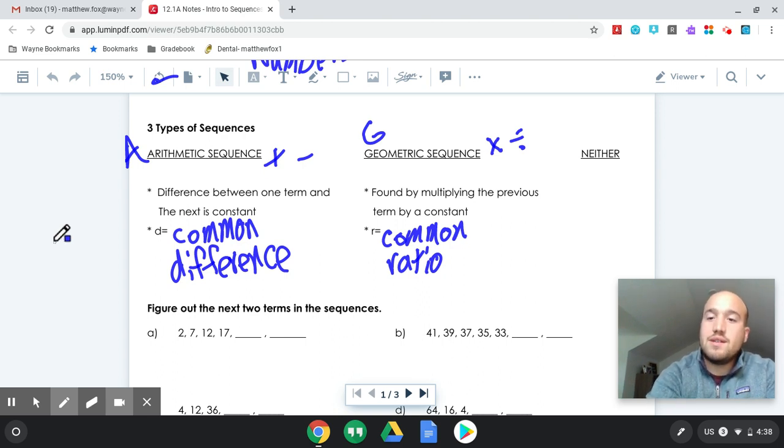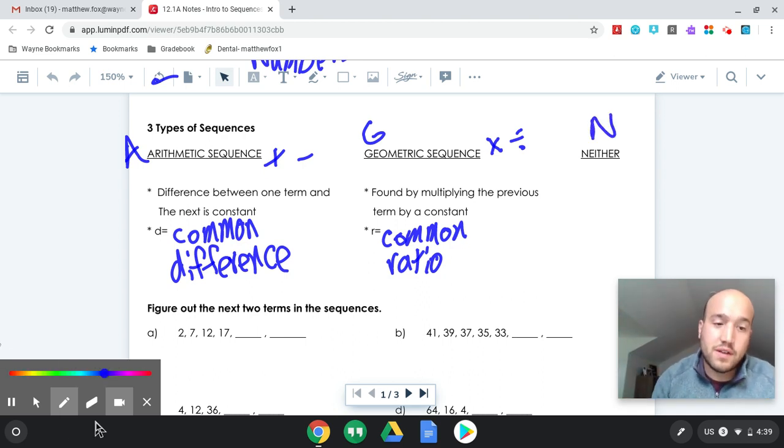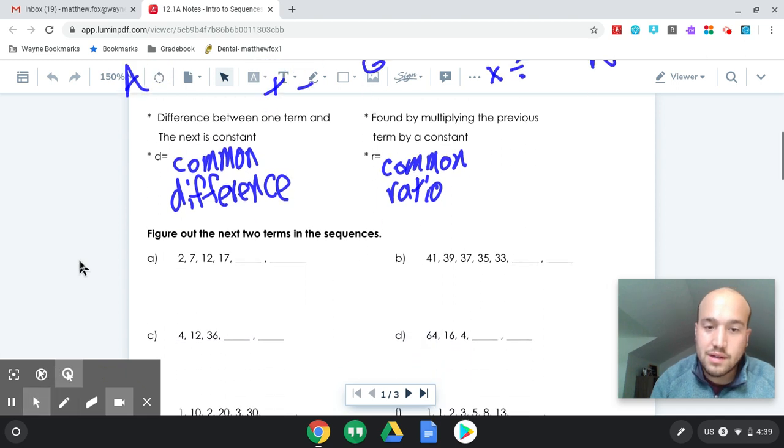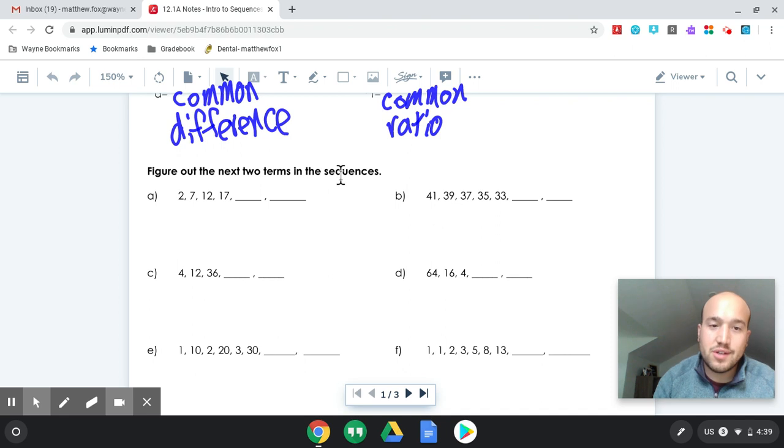And finally, sometimes there's a pattern, but it doesn't follow either of these rules. It's not consecutively adding or subtracting, and it's not consecutively multiplying. So instead, it's neither of these, and we're going to represent that with an N. However, there still could be some sort of pattern. So if we look here, first we want to figure out the next two terms. And then we also want to write, is it arithmetic, geometric, or neither? And then once we find that, what's the difference or the ratio?